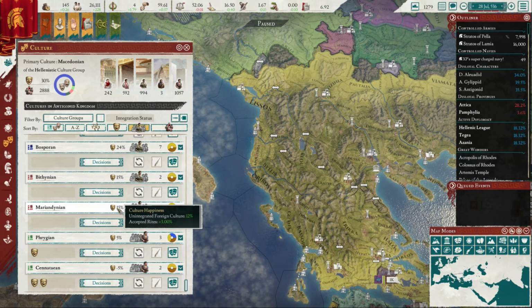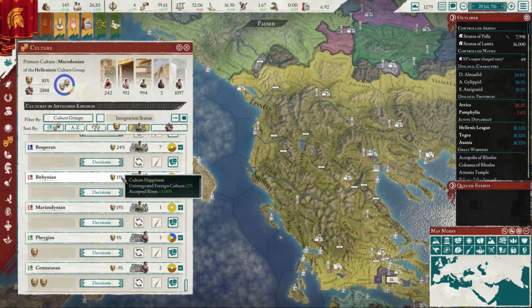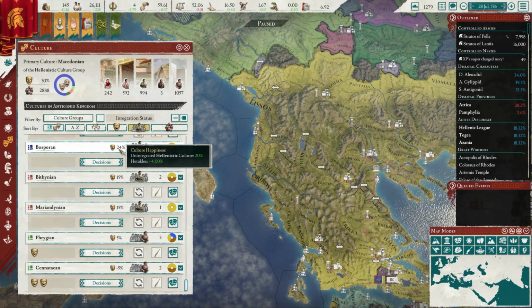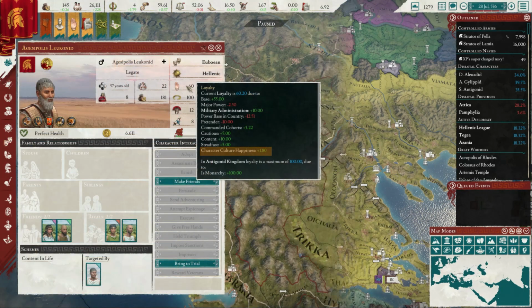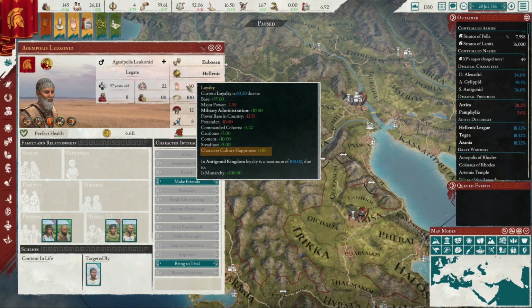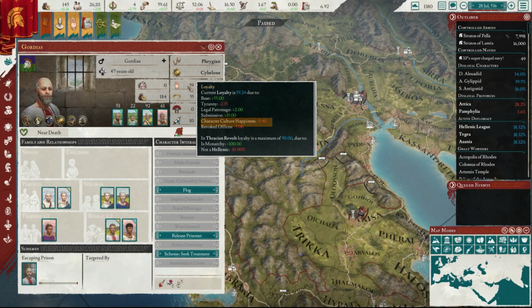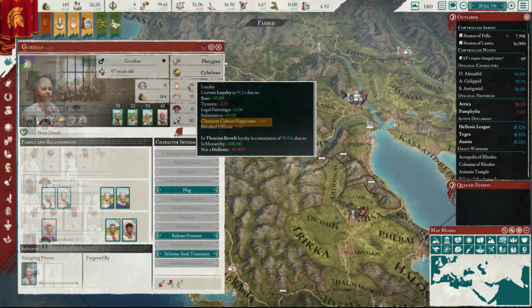All non-integrated pops are called unintegrated cultures and have lower culture happiness than the integrated cultures. Integrated and unintegrated culture happiness can be increased through inventions, so do keep an eye out for those. I also mentioned that it also affects character happiness. What I mean by that is that the happier the culture, the more the characters that follow that culture gain a small loyalty boost. However, the opposite is true. The less happy a certain culture is, then the bigger the hit to the loyalty of a character who follows that culture.